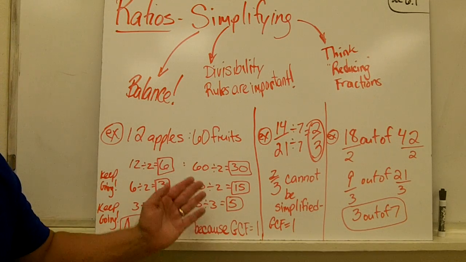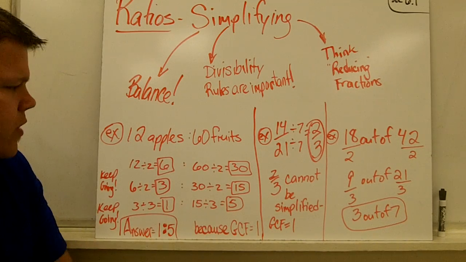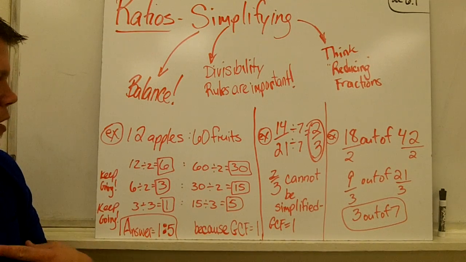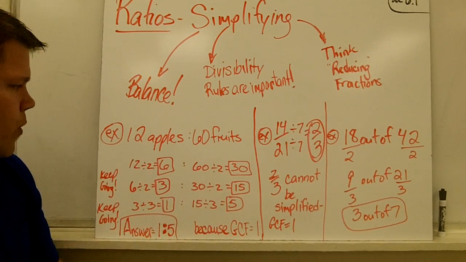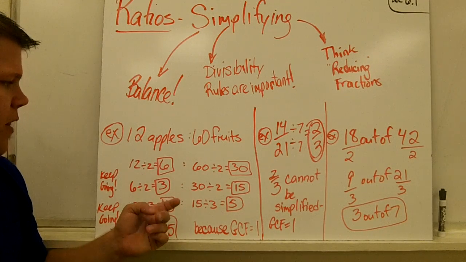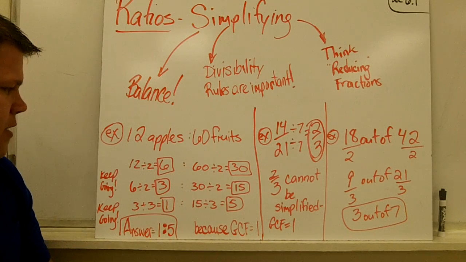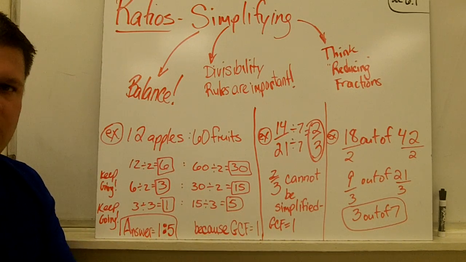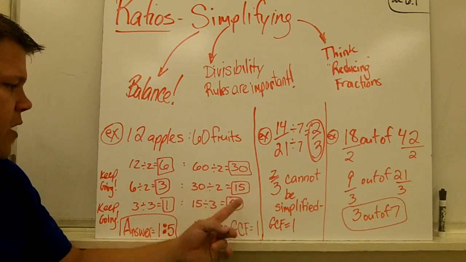When you're taking a look at a colon ratio, 12 apples to 60 total fruits, you can see that just by using divisibility and realizing that these are both even numbers, we can determine that since they're even numbers, they can be divided by 2. That leaves us with a ratio that looks similar to 6 to 30. And I see that 6 and 30 are also even, so I can do the same thing again. When I do that, I am left with 3 to 15.